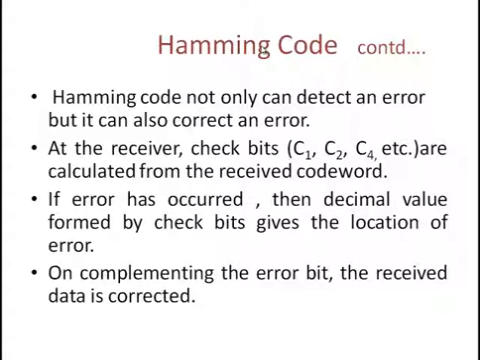Moving ahead, Hamming code has a feature that it can not only detect an error but it can also correct an error. Actually, at the receiver, check bits C1, C2, C4 are calculated from the received code word, and if an error has occurred, then the decimal value formed by these check bits C4, C2, C1 gives the location of that error, and on complementing that error bit, the received data is corrected.